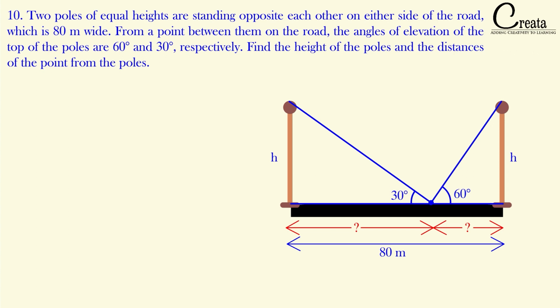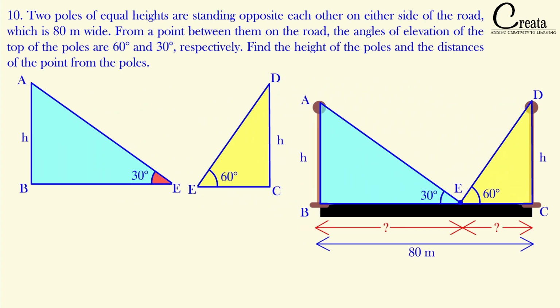Let's mark the points as A, B, C, D and E for easy application of the trigonometric ratio formulas. Here, are you able to observe the two right angle triangles? The triangle ABE and the triangle DCE. These are the two right angle triangles in which we will apply the trigonometric ratio formula.